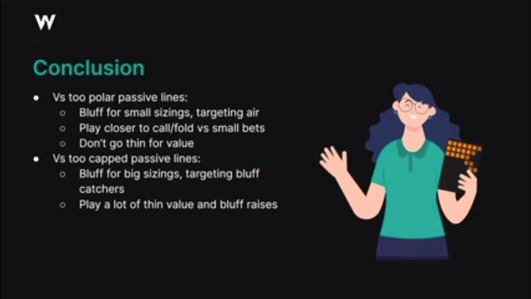This one is pretty obvious, right? We're going to bluff for big sizings, and we're going to be targeting bluff catchers mainly, as we saw in the previous sims. We're going to play a lot of thin value and bluff raises. So of course, it's the opposite. If we face a block bet that is too face up, doesn't contain the strong hands that it should, we should raise very thin for value, and we should bluff raise big and often.